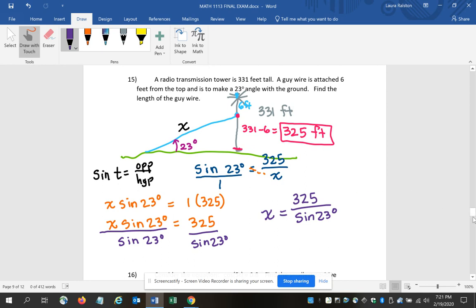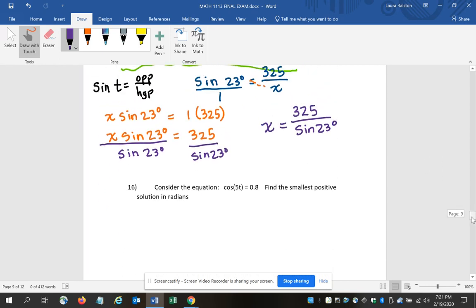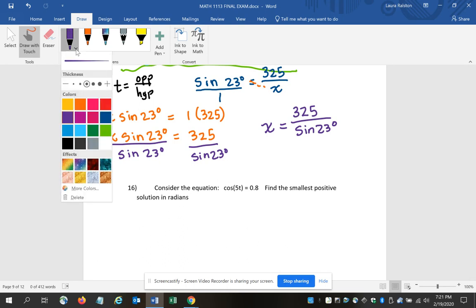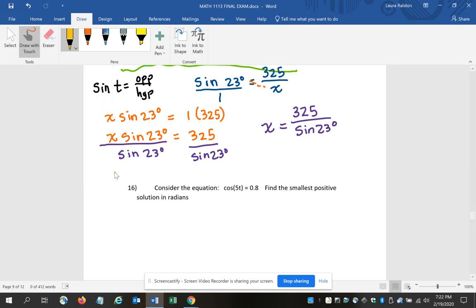And I'm going to enter that into my calculator. I wish I had a calculator that I could put up on the screen to show you the buttons to push, but unfortunately, I don't. So let me see if I can write them out for you. You would put 325 divide. Press the button that says sine. It should open a parenthesis. You're going to put 23 and close it.